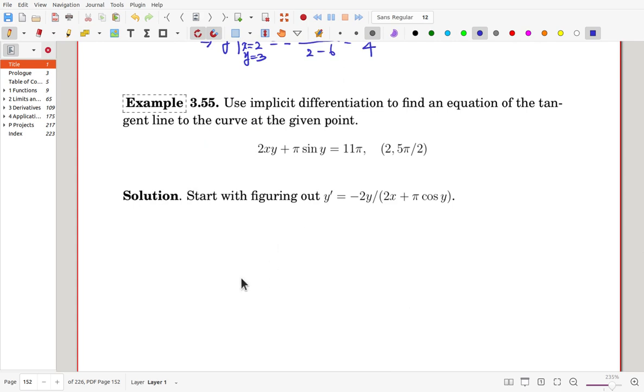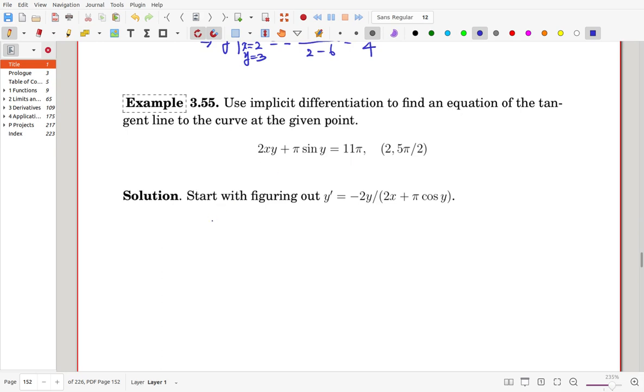Okay, use implicit differentiation to find an equation of the tangent line to the curve at the given point. Again, we have to find y prime. Let's do it one more time. So we apply the x derivative to both sides.